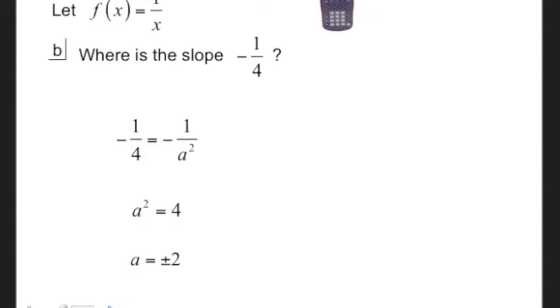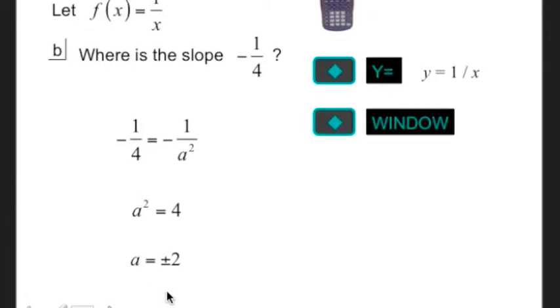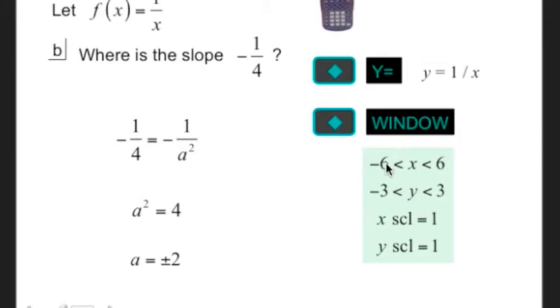So if we graph this in our graphing calculator, we graph 1 over x, put that into y1, and let's pick a nice window here of -6 to 6 on the x and -3 to 3 on the y, with scales equal to 1, so that's in our window function. So you might want to pause the video right here to get all that set up, and then resume the video to see that your graph matches the next screen.